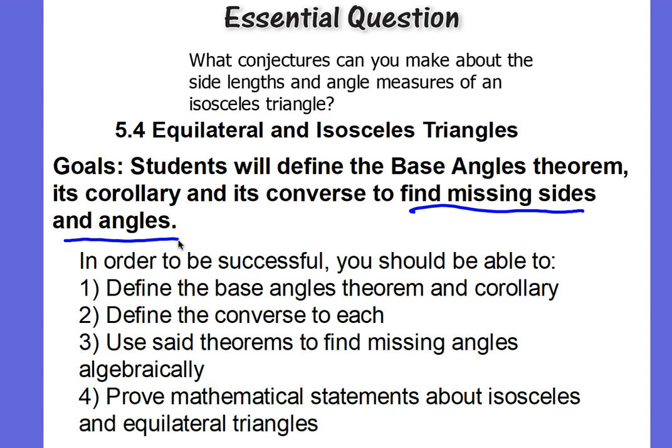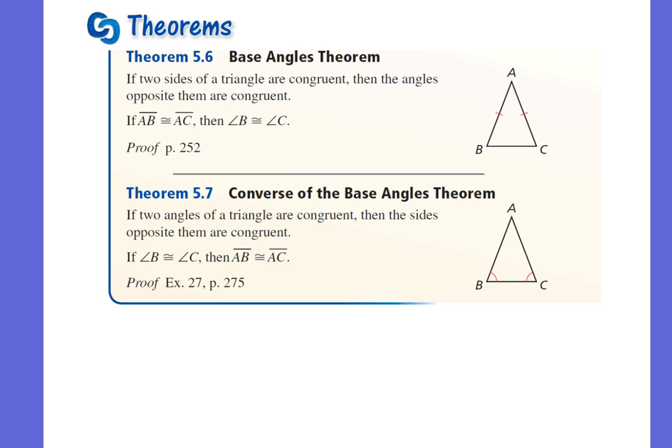But specifically in this particular video, we're going to simply define the base angles theorem, and we're going to use it to identify angles that are congruent or sides that are congruent. So let's first and foremost talk about our base angles theorem. Our base angles theorem identifies isosceles triangles, all right? If two sides of a triangle are congruent, hence isosceles, then the angles opposite of them are congruent.